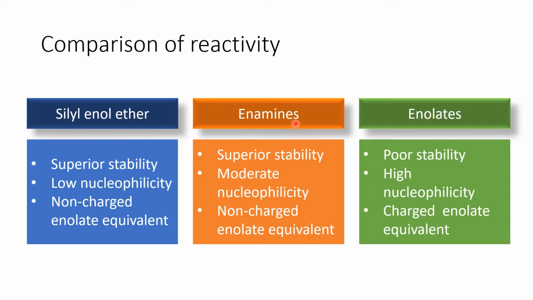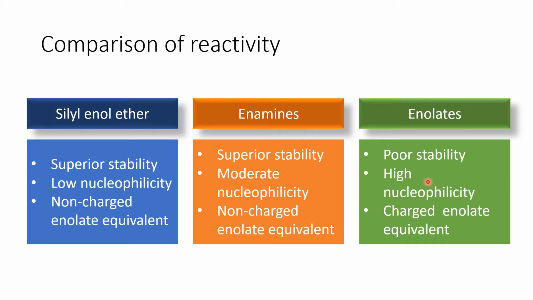In the case of enamines, they have superior stability similar to silyl enol ethers, and they are also moderately nucleophilic. So, those reactions can be catalyzed in the presence of acid, or in some cases this reaction can be catalyzed without the acid also. These are also non-charged enolate equivalents, and when we talk about enolates, they are poorly stable. So, that is why they are highly reactive and they have high nucleophilicity. So, the reactions are generally carried out at low temperature. These are the charged enolate equivalents.